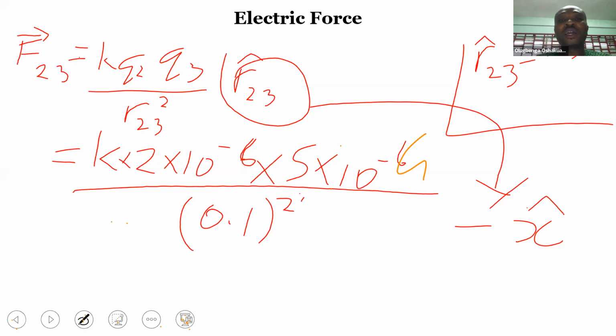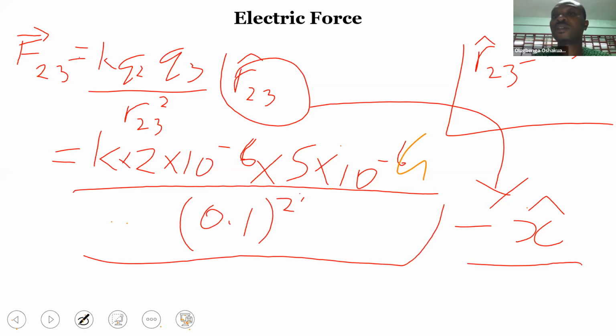So when you expand this and multiply it out, whatever you get will describe the magnitude and the direction. So the force F23, which means the force that Q2 is exerting on Q3, has this magnitude and this direction. And by specifying that, we have described the vector. So let's move on to conclude the question.